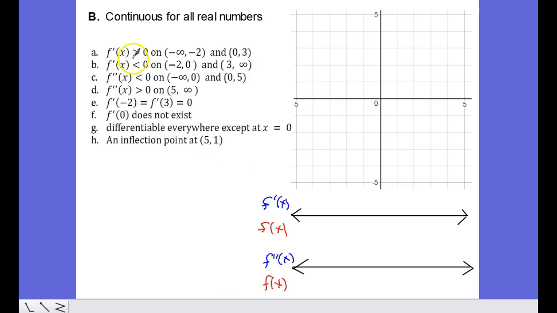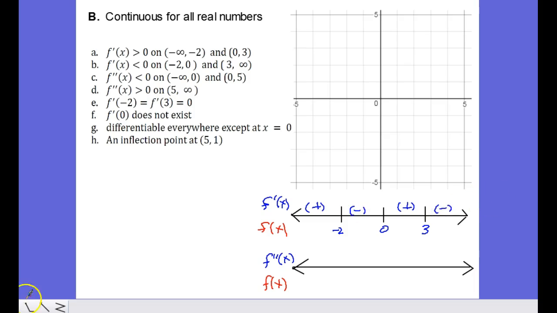They tell me f prime of x is positive on the interval from negative infinity to negative 2 and from 0 to 3. So let's first of all lay in those critical values. So we have negative 2, 0, and 3. So they tell me f prime of x is positive from negative infinity to negative 2, so we'll put a plus here. And we will also put a plus between 0 and 3. And they tell me it's negative between negative 2 and 0, and it's negative on the interval from 3 to infinity.